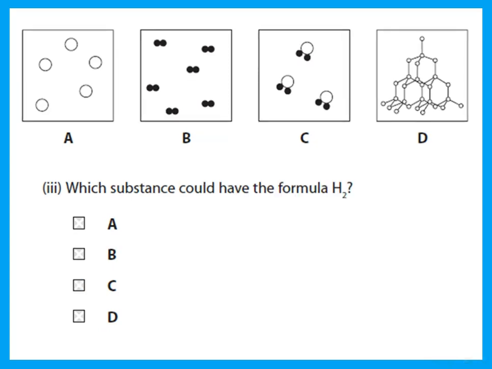Then he says, which substance could have the formula H2? You should realize that H2 is hydrogen. This is a gas, and that means the atoms should be far away from each other. And this is H2, so they should be diatomic molecules. So each of them should be twos and all the atoms should be the same. So that is the one in box B.